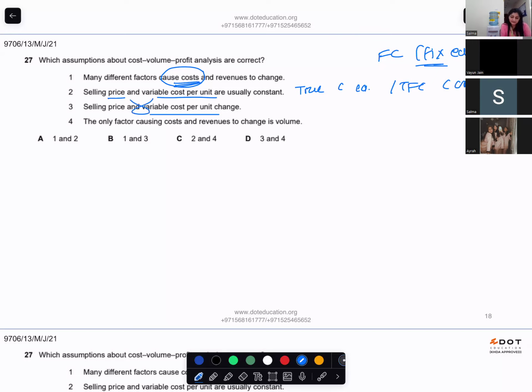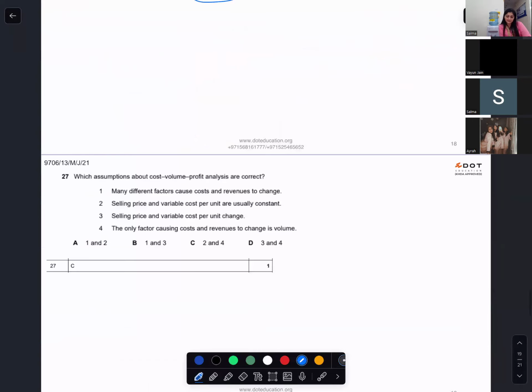Now I want to see something with 2, without 1. The only factor that causes the cost and revenue to change is the volume. This is true. Correct? We go ahead. So the answer is option C.